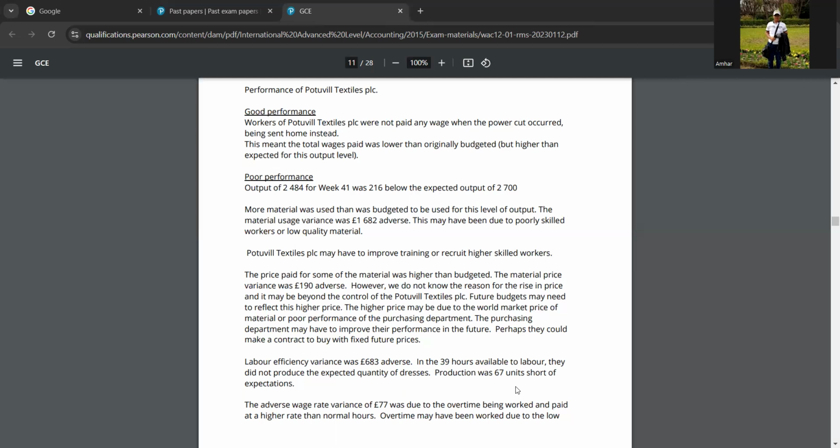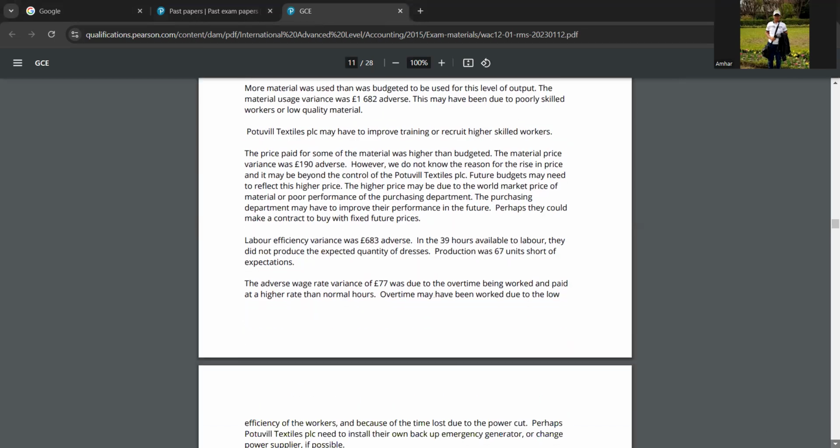Production was 67 units short of expectation. So you can compare what's the difference, and you can say there were 67 units short of expected quantity of dresses. And then you can say the adverse wage rate variance of 77 was due to the overtime. So even the labor rate variance was adverse. So you can say it was due to the overtime being worked, and the laborers were paid at a higher rate than the normal hours. Okay, so you can tell that.